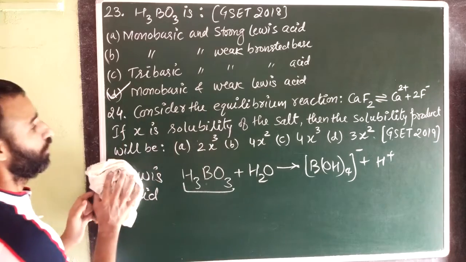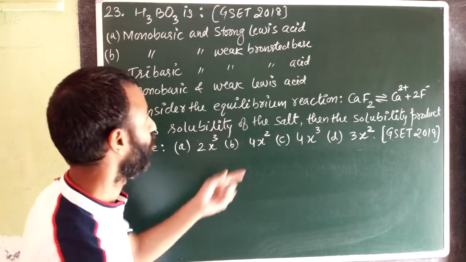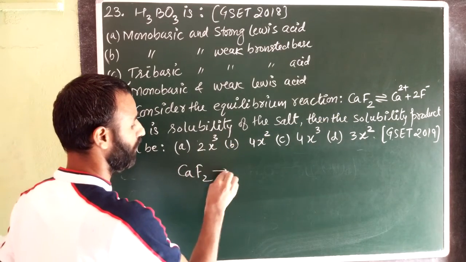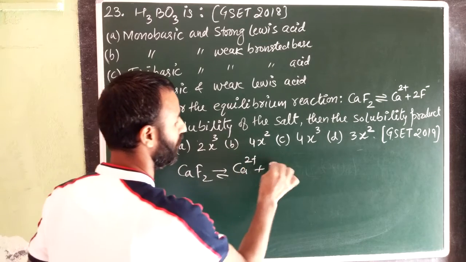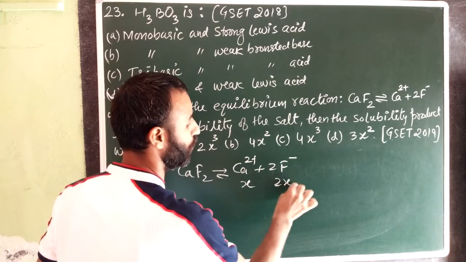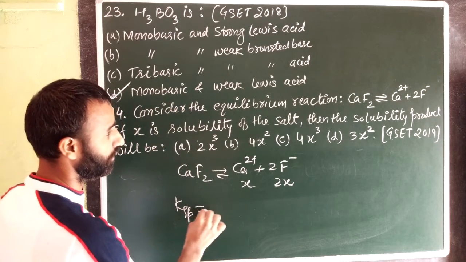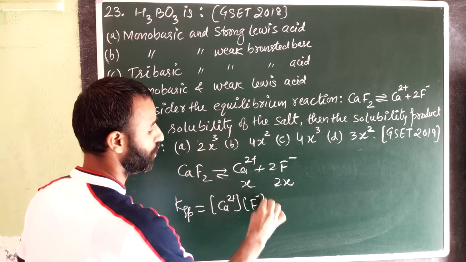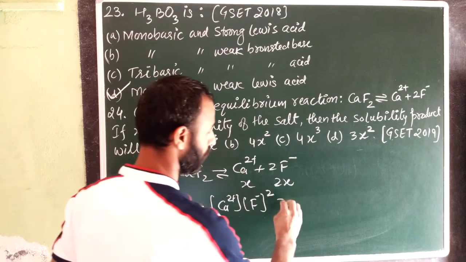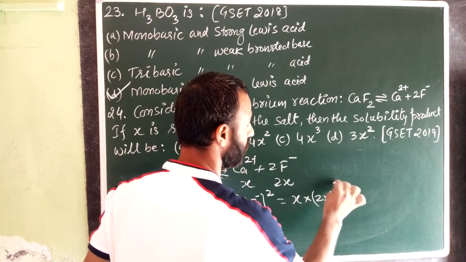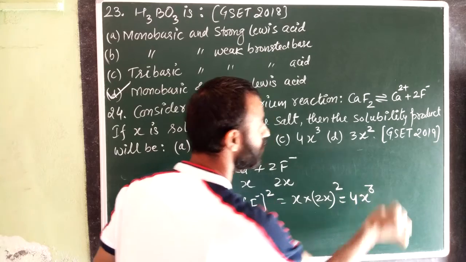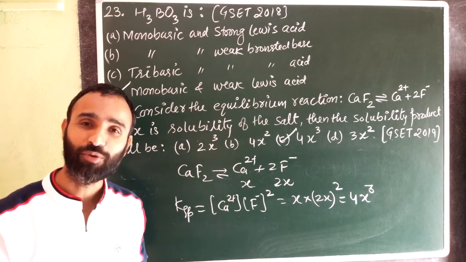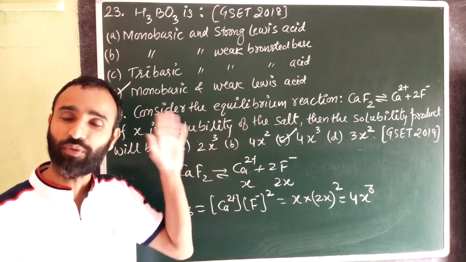Last question. If X is solubility of the salt CaF2, then you know CaF2 gives Ca2 plus and 2F negative. So it becomes X, it is 2X. So solubility product is equal to concentration of Ca2 plus times concentration of F negative raised to power 2. So it is X into 2X raised to power 2. Means it is 4X cube. Means option C is correct. So that's all about the questions of GSET asked in previous years.